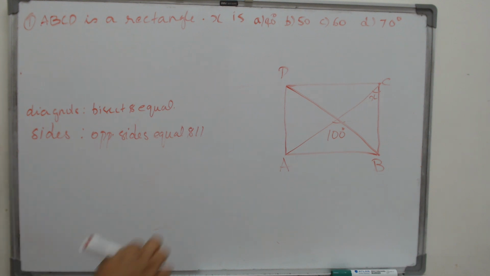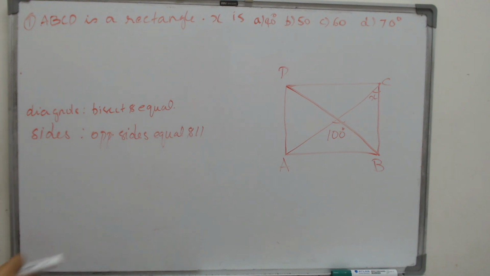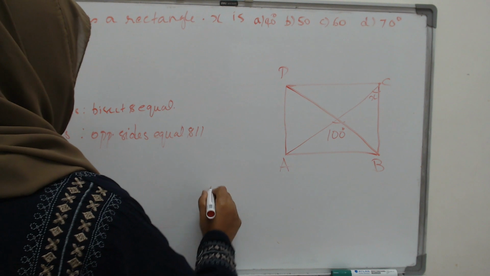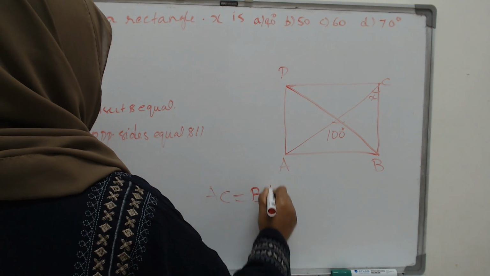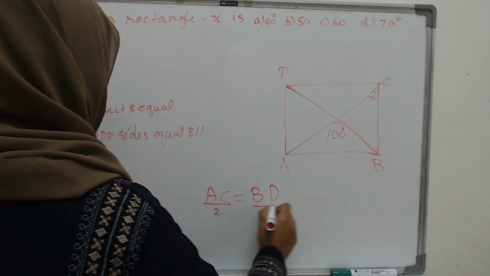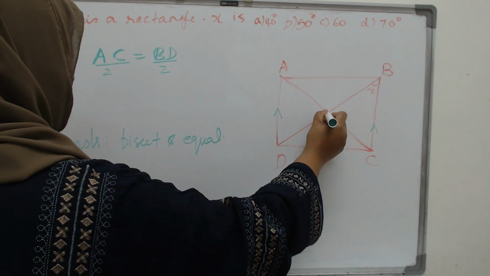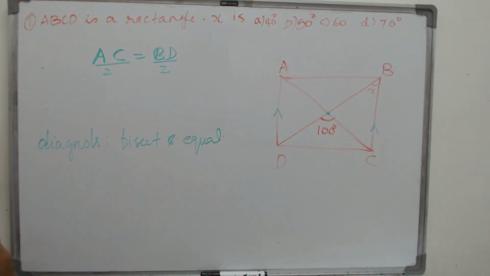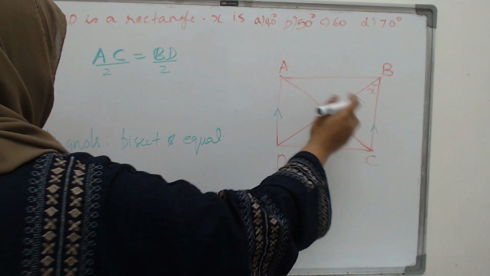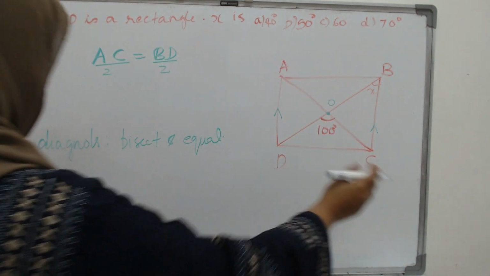What do you know about its diagonals? They are equal. AC and BD are equal and they bisect each other, which means they cut each other into equal parts. If AC and BD are equal, then their half will be equal. Divide throughout by half. Their half will also be equal, but then it is said that it bisects it. What does bisect mean? Cut into two equal parts. Now half of AC is what? Half of AC you can take OA or OC.